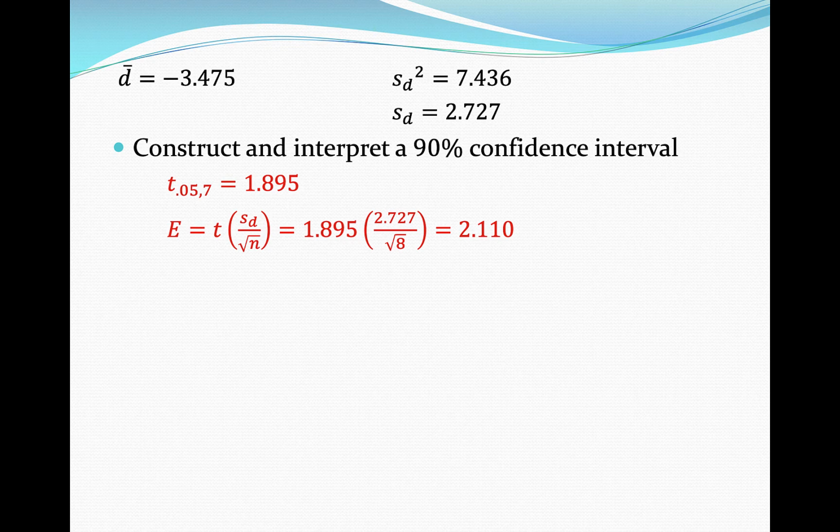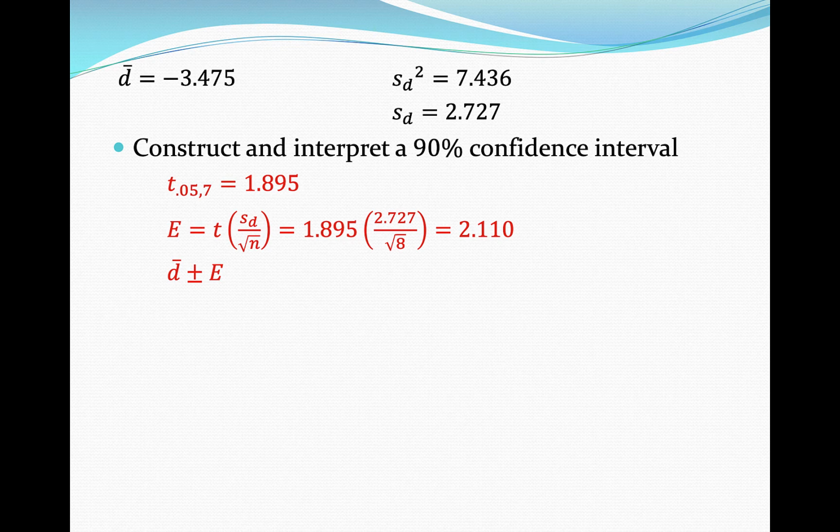We already know the statistic d bar, so that means we need our error tolerance. Our error tolerance here is t times standard error, S sub d over square root of n. We just figured out t to be 1.895. Everything else we're given. S sub d is 2.727, and remember the sample size was 8. That will give us an error tolerance of 2.110.